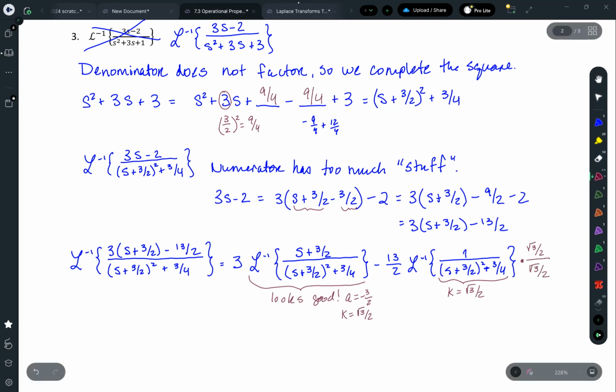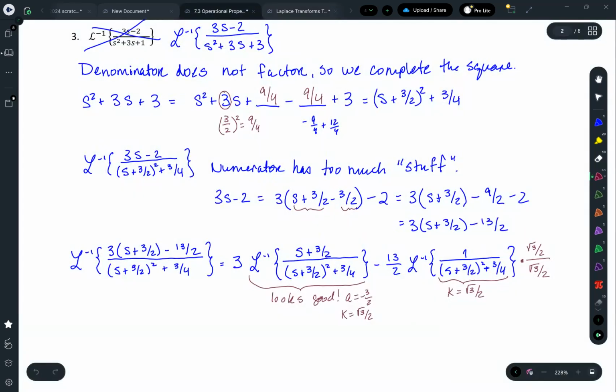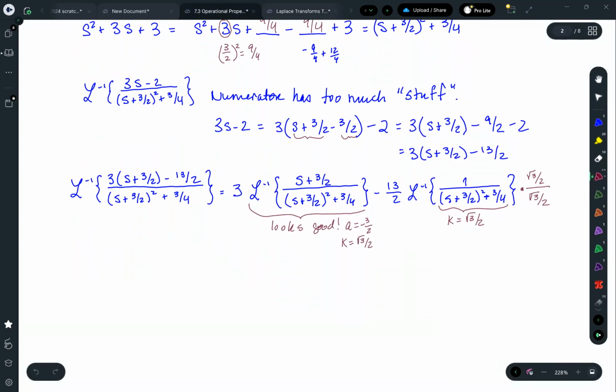I'm going to go back to the table to show you why. When we deal with e to the at sine of kt, we're working backwards. So we should have a k in the numerator, and in the denominator, we should have s plus a all squared plus k squared. That's where I'm getting my k values from, okay? And so we've got to focus on fixing that numerator, and that's what we're going to do.